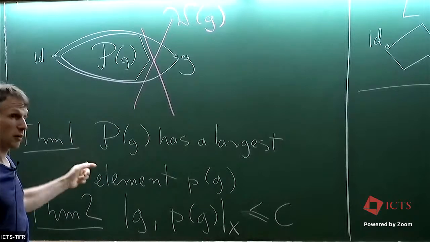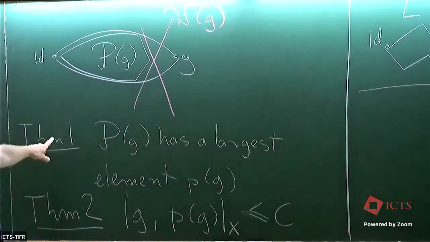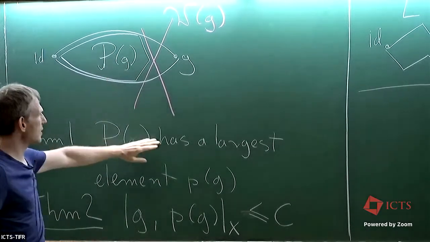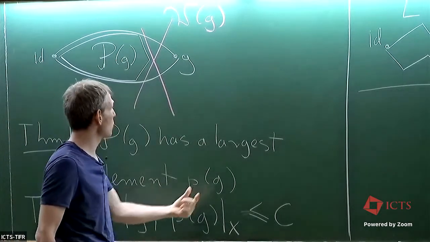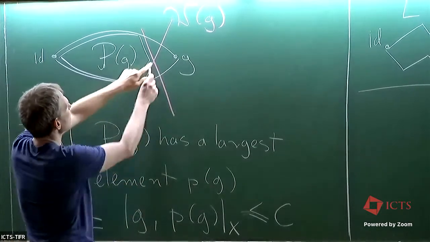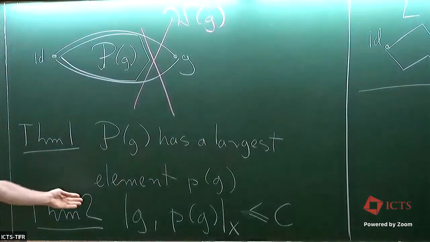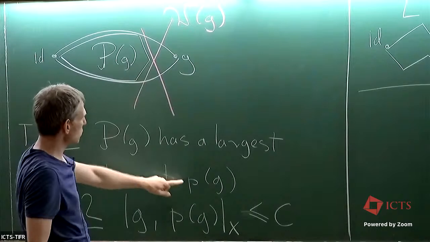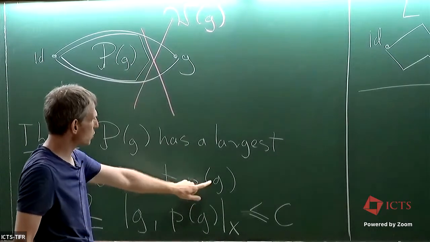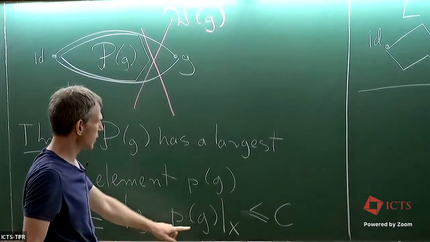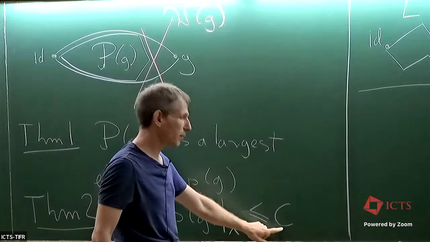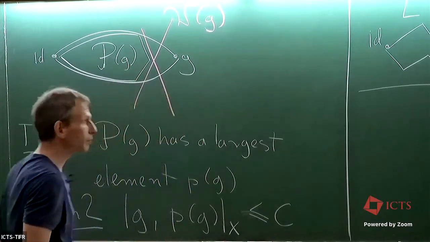And our first theorem that we will prove today is that the set P of G has a largest element, which we call small p of G. So there is an element that's larger than any other element in this set. The second theorem will be that the distance between this p of G, this voracious projection of G, from G in the Cayley graph X is bounded by a constant only dependent on the group.